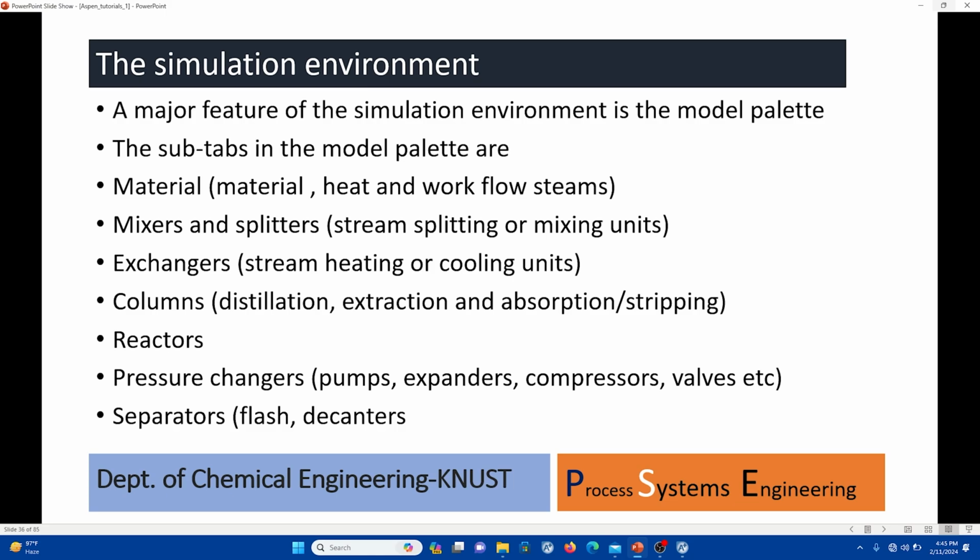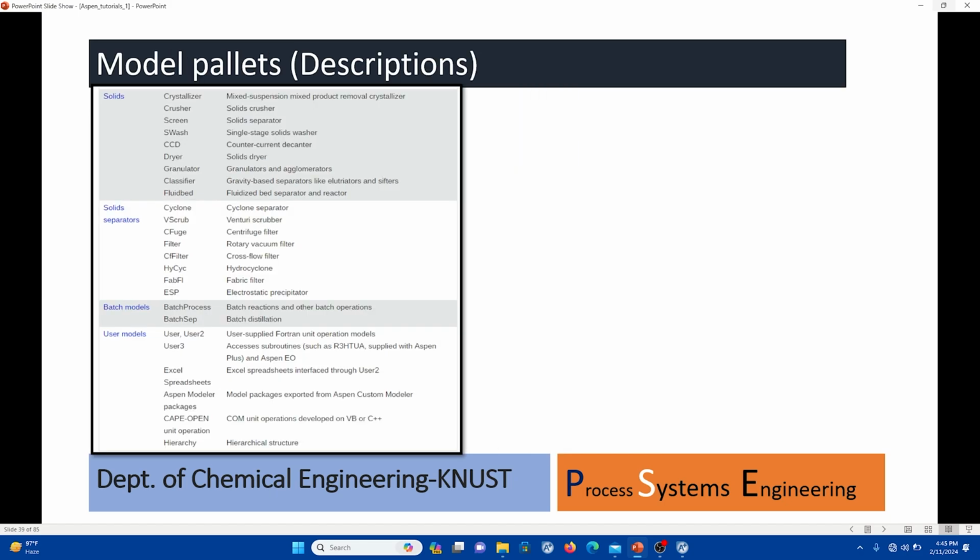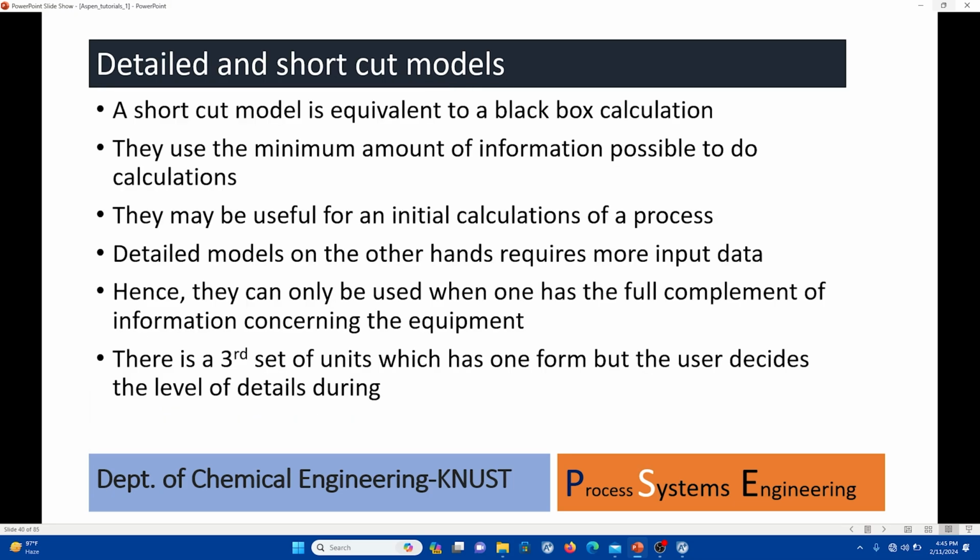Welcome to the second session on Aspen Plus, where we'll be looking at the simulation environment and hopefully run our first simulation. So previously we looked at the model palette, some of the features of the model palette, and the many unit operations modeled in Aspen software.